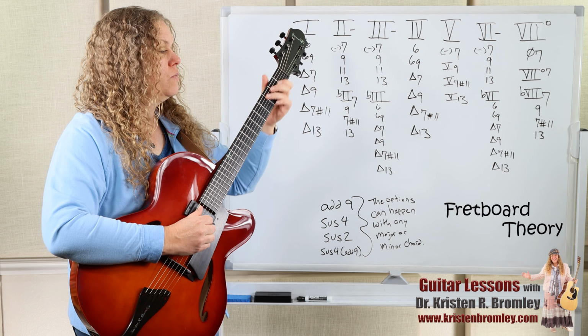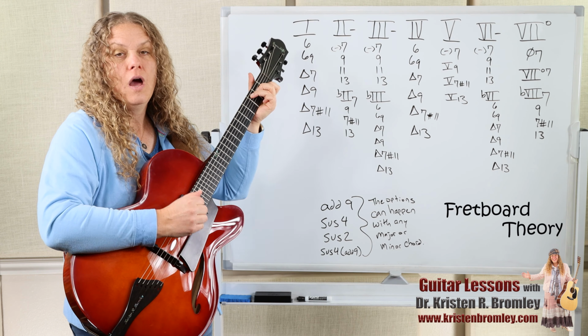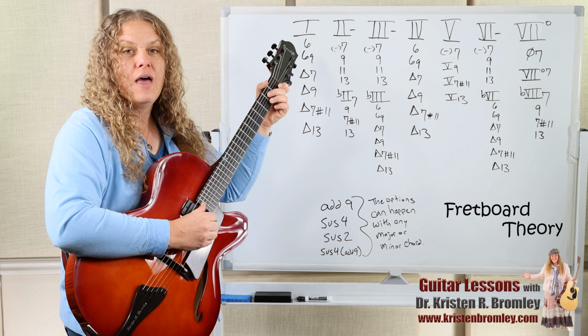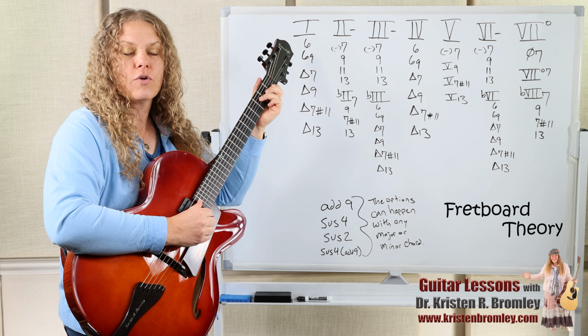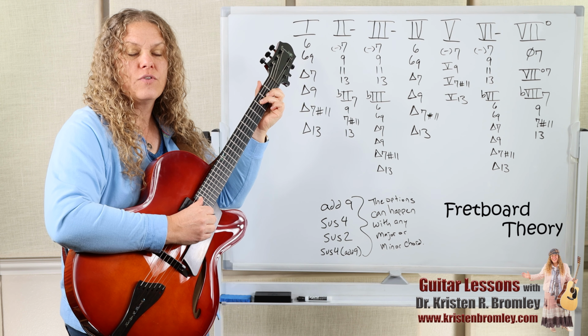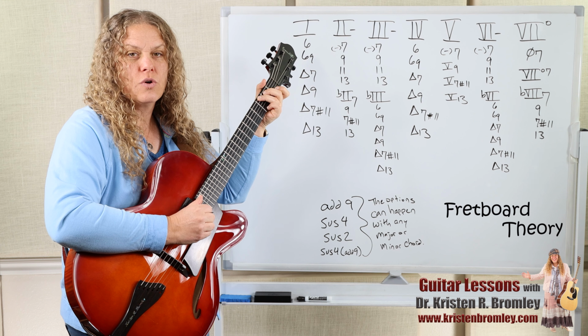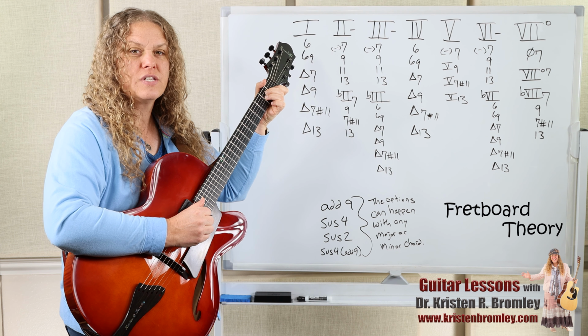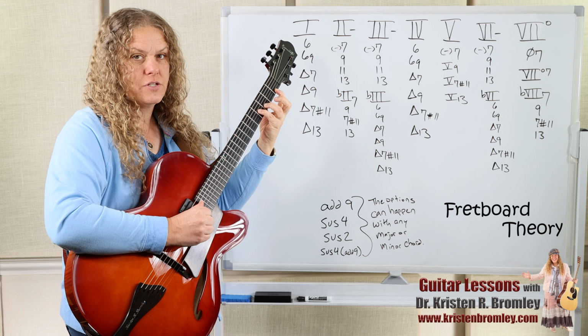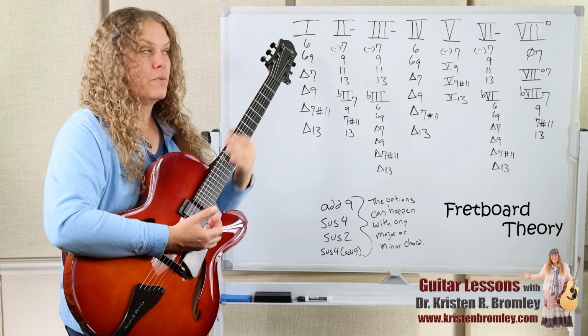So going through then, our 1 chord is a C chord, our 2 chord is D minor, and then our 3 chord is E minor, our 4 chord is F, our 5 chord is G, our 6 chord is A minor, and our 7 chord would be B diminished. And then we're back there.